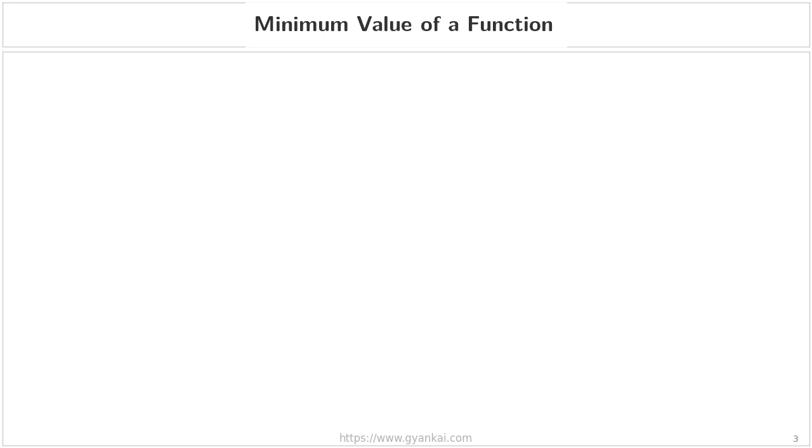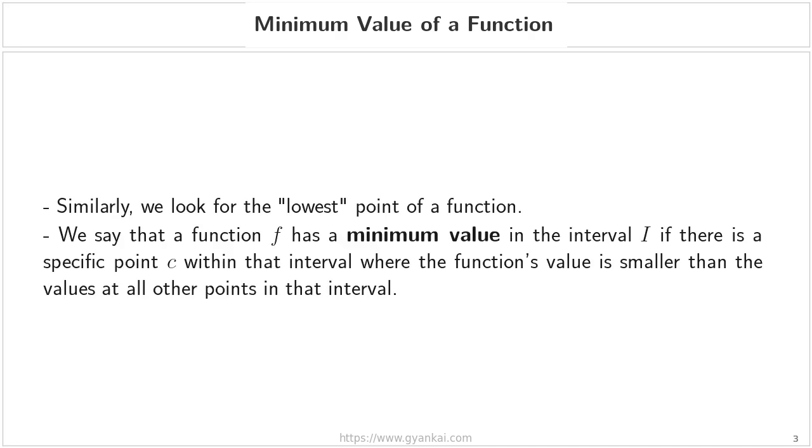Minimum value of a function. Now that we have discussed maximum values, let us move on to the opposite concept. Similarly, we are now looking for the lowest point of a function. We say that a function, f, has a minimum value in a given interval I if there is a specific point, c, within that interval where the function's value is smaller than the values at all other points in that same interval.